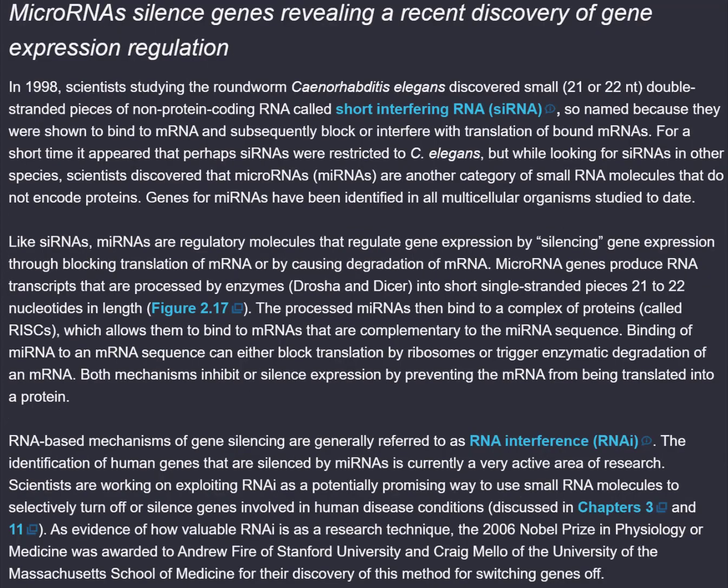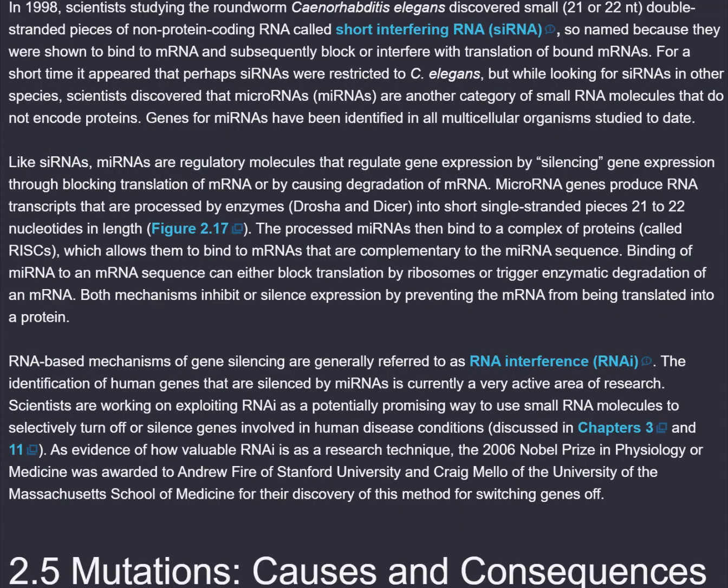MicroRNAs silence genes, revealing a recent discovery of gene expression regulation. In 1998, scientists studying the roundworm Caenorhabditis elegans discovered small, 21 or 22 nt, double-stranded pieces of non-protein coding RNA called short interfering RNA, siRNA, so named because they were shown to bind to mRNA and subsequently block or interfere with translation of bound RNAs.